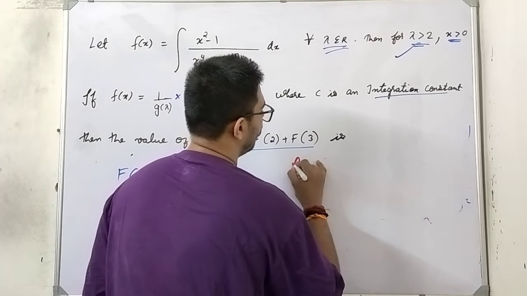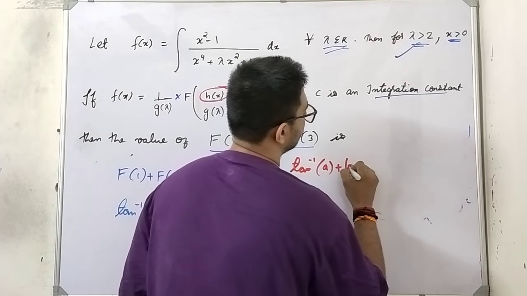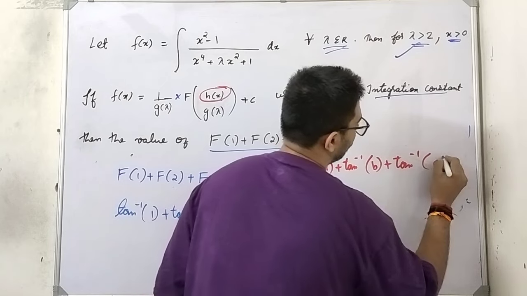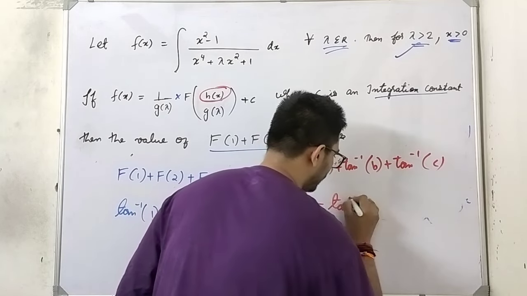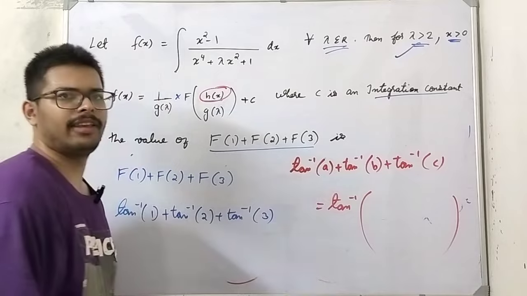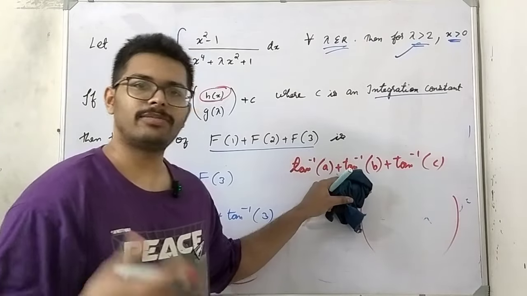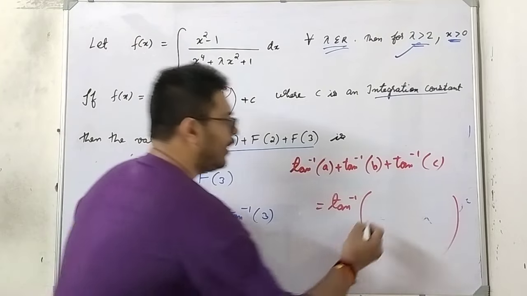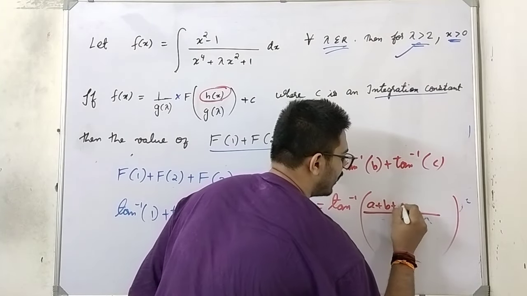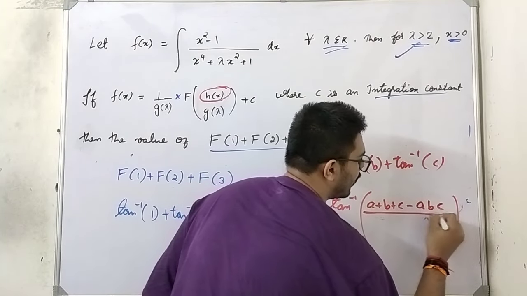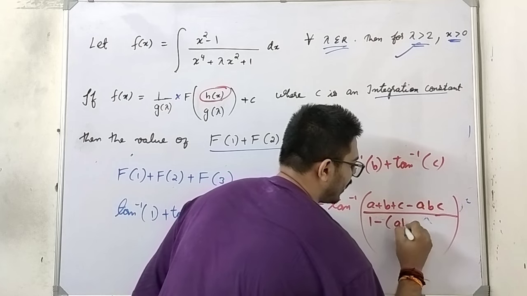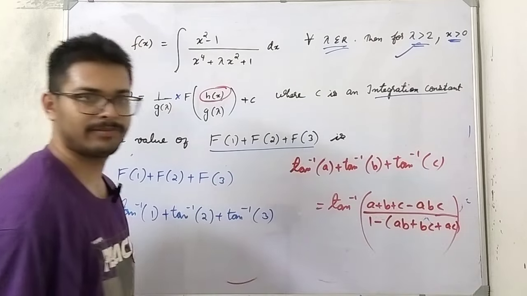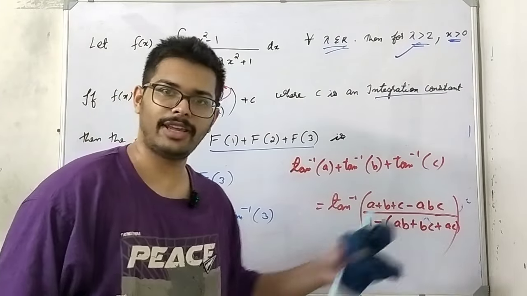Tan inverse of a plus tan inverse of b plus tan inverse of c equals tan inverse of the same tan of a plus b plus c formula. Instead of tan a we just put the value of a, and instead of tan b we put the value of b. It will be tan a plus tan b plus tan c minus tan a tan b tan c, divided by 1 minus tan a tan b plus tan b tan c plus tan a tan c. You can relate it to the same tan of a plus b plus c formula.